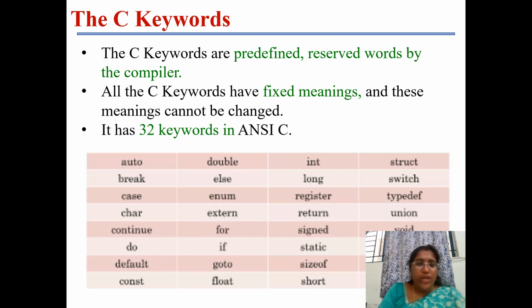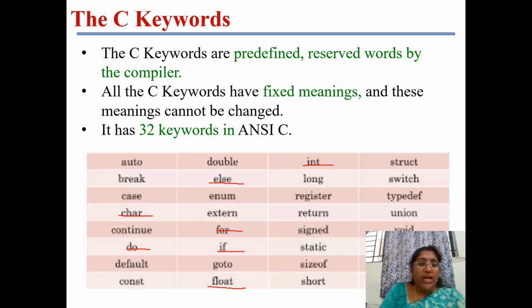For example, int declares an integer variable. Float is used for a floating variable. Char is used to declare a character variable. If is used for conditional branching. Else is used for alternative execution of if. For is a looping keyword. While is a looping keyword. Do is used for the do-while loop.